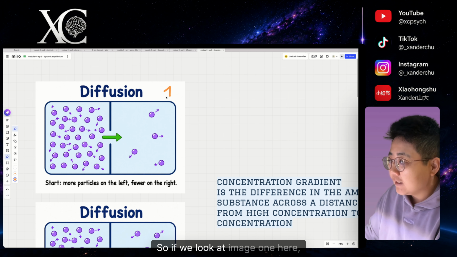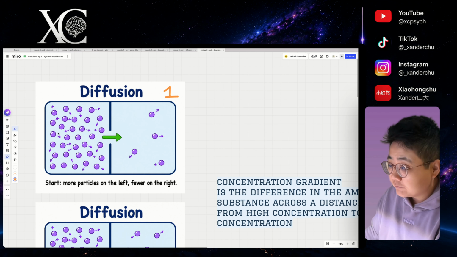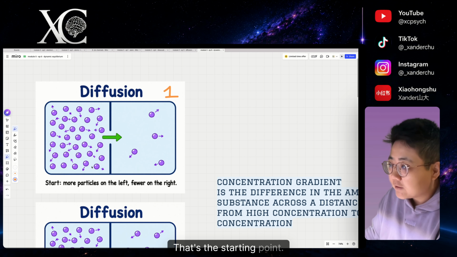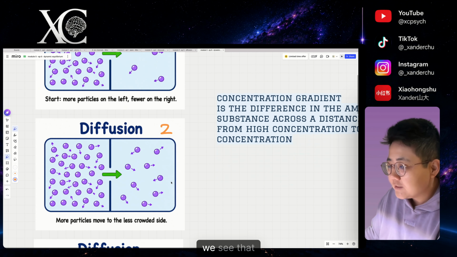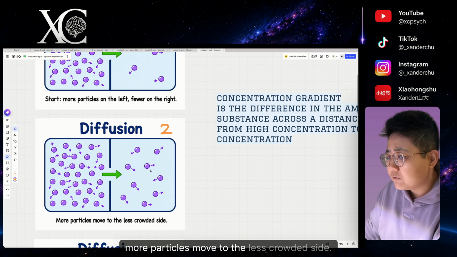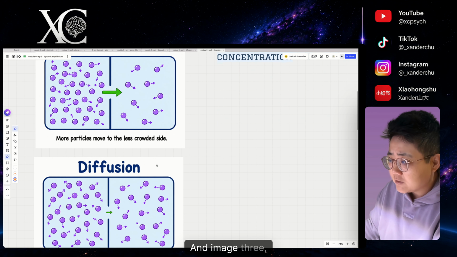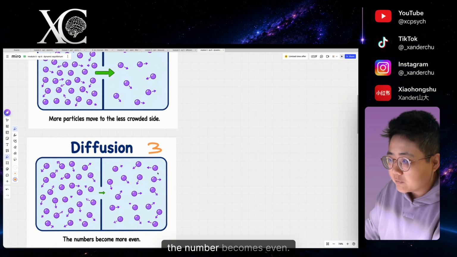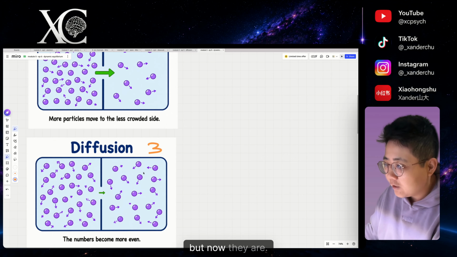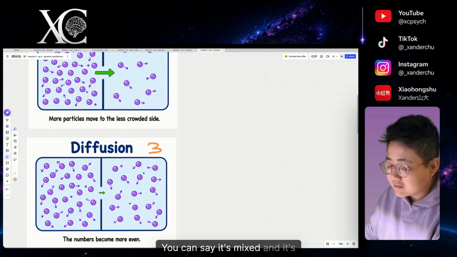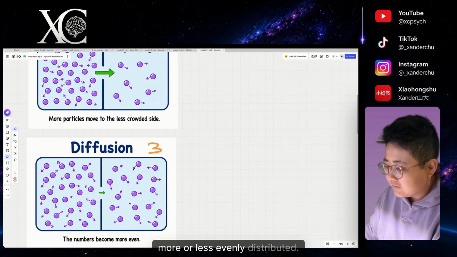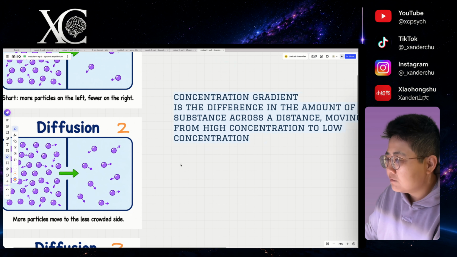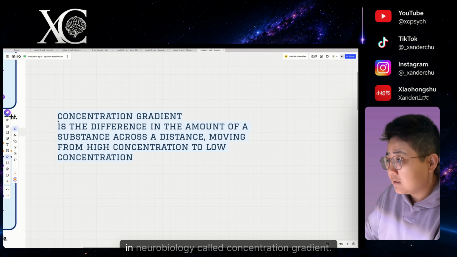So, if we look at image 1 here, we have a lot more particles on the left side and fewer on the right side, right? That's the starting point. At image 2, we see that more particles move to the less crowded side. At image 3, we see the number becomes even. The particles are still moving, but now they are, you can say, mixed, and more or less evenly distributed. And so this is a key concept in neurobiology called concentration gradient.